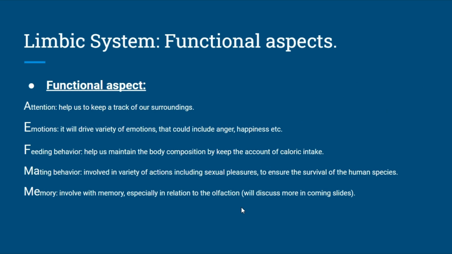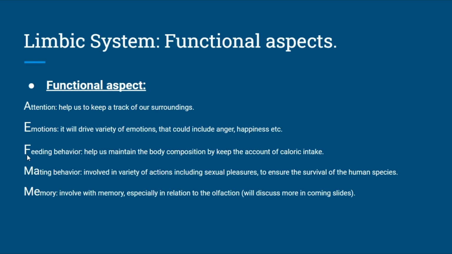So, what are the functional aspects? If you notice on the left side, I have arranged them in alphabetical order, so that will make it easy for you to understand. Functional aspect number one is attention. That will help us to keep track of our surroundings. Number two is emotions. It will drive a variety of emotions, which could include anger, happiness, etc.